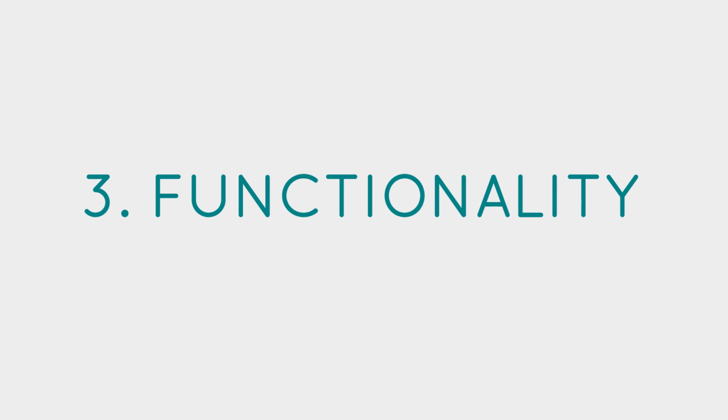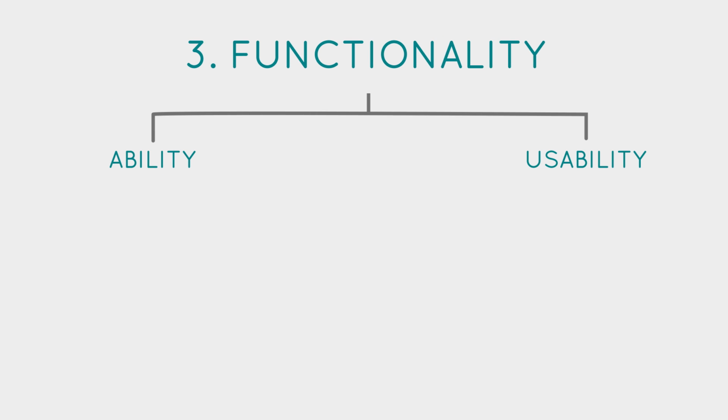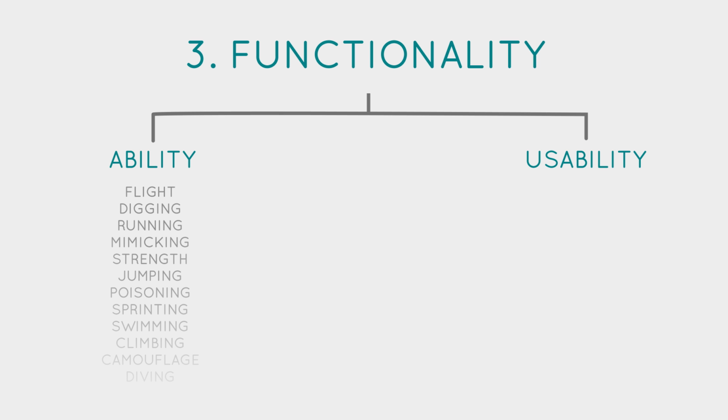3. Functionality. They can be divided into ability and usability. Ability is the function the animal naturally has in the wild, while usability is a function we humans have given them. So, for ability we have, for instance, flight, digging, running, mimicking, strength, jumping, etc. The list goes on and on.